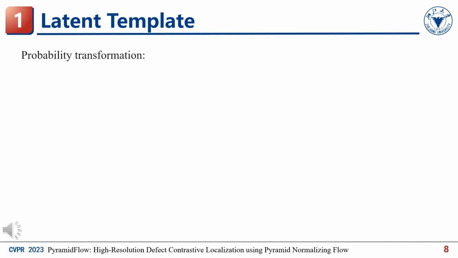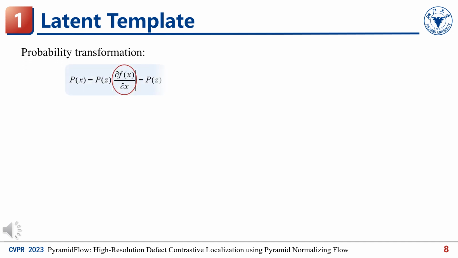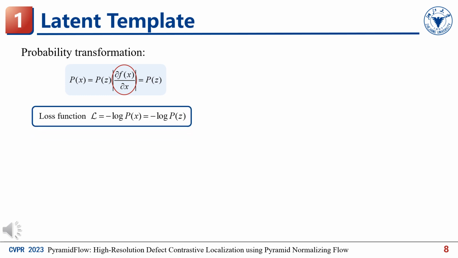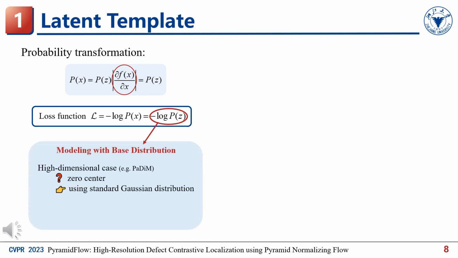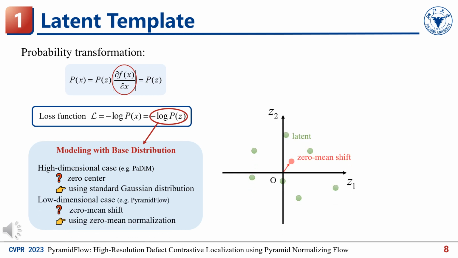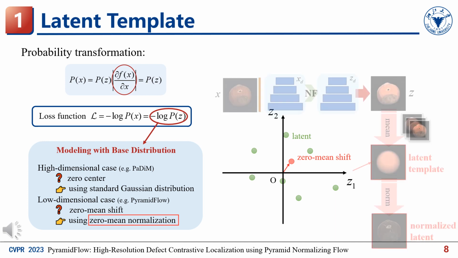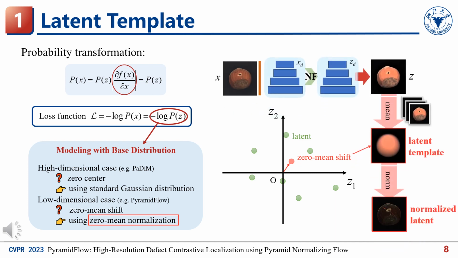Under volume normalization, the image distribution becomes equal to the latent distribution. In order to optimize the image distribution, it is necessary to assign a probability measure, using a known base distribution. In high-dimensional cases, the latent distribution can be effectively approximated by a standard Gaussian distribution. However, in low-dimensional cases, the latent variables are susceptible to zero-mean shifts. To address this issue, we propose zero-mean normalization as a way to normalize the latent variables. As illustrated in the diagram on the right, the normalization of the latent variables using templates significantly reduces patch variance.